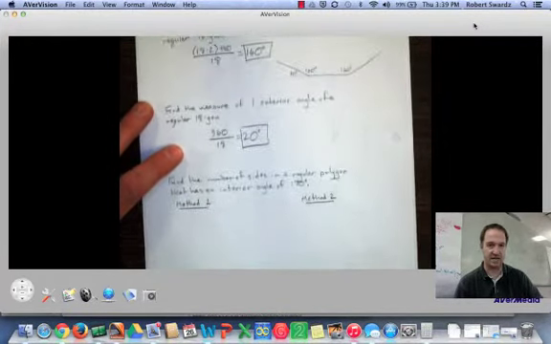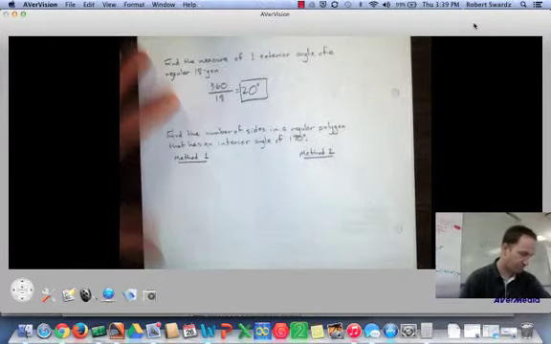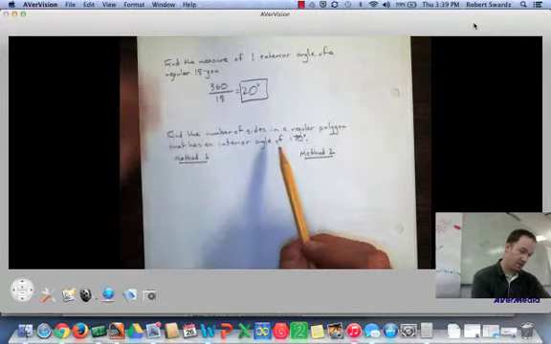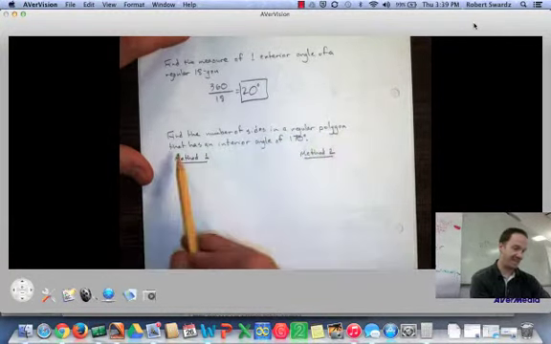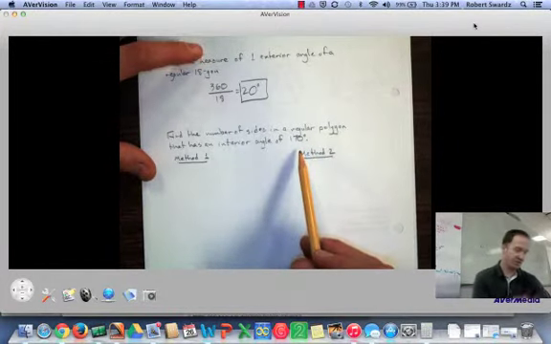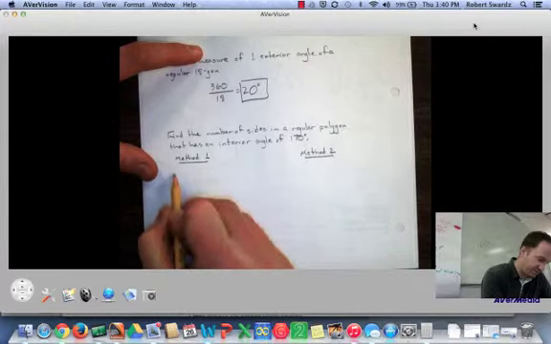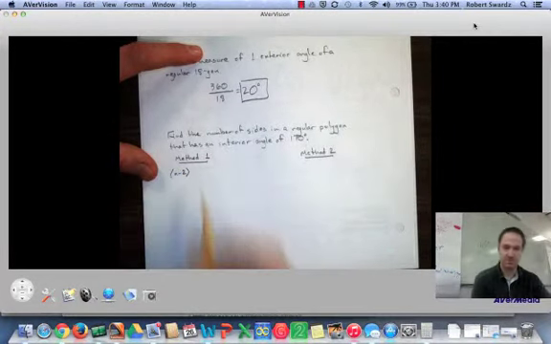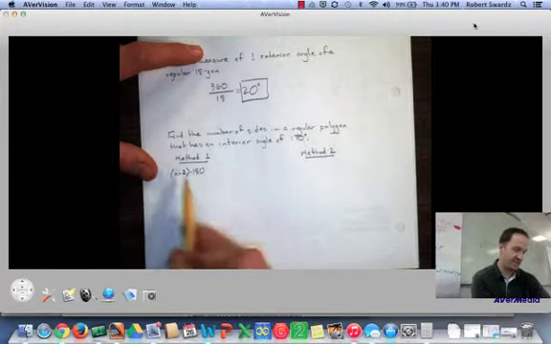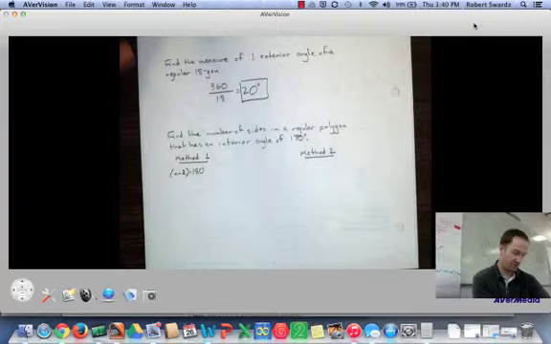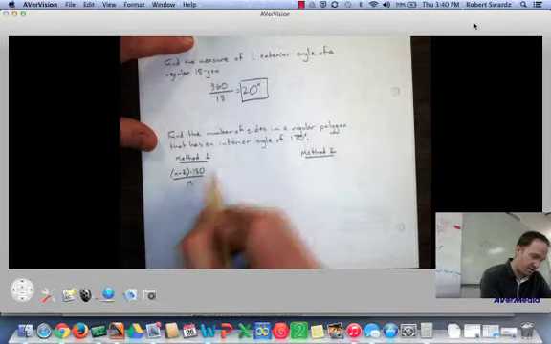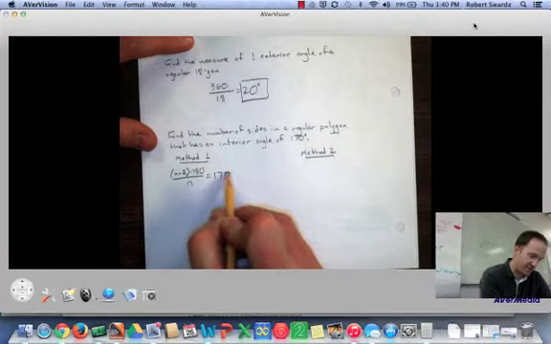And let's take a look at this next one. So here we want to find the number of sides in a regular polygon, and the measure of an interior angle. One interior angle is 170. Okay? So the first method is to use the formula. So we know that n minus 2 times 180. Now we don't know what n is, right? That's what we're looking for. So n minus 2 times 180, that's what they add up to. When you divide that by how many there are, that's going to give you 170 degrees.